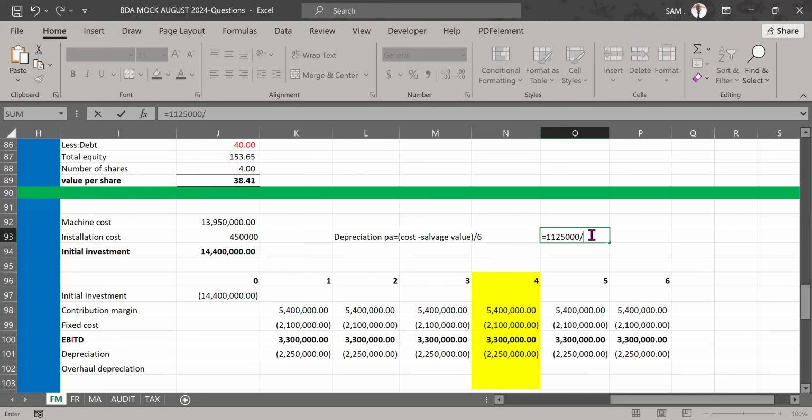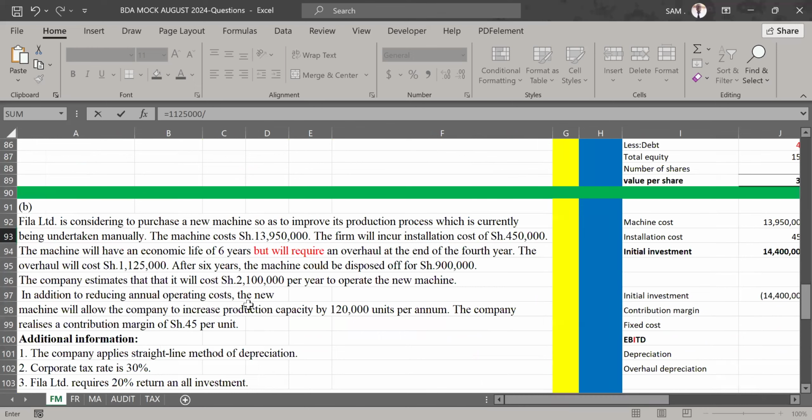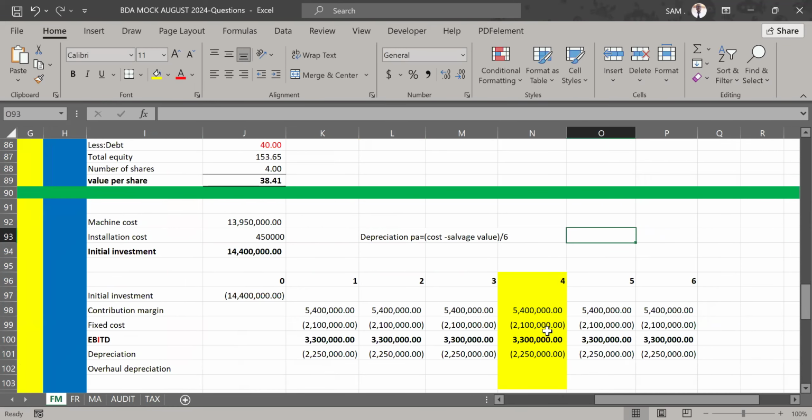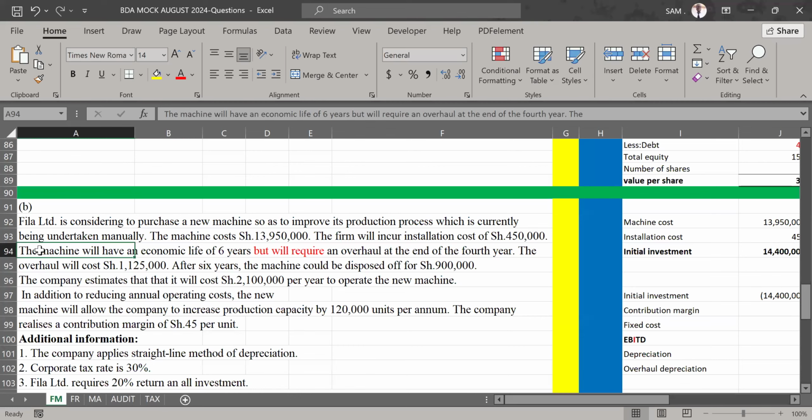I'm a bit confused there because the cost was incurred in year 4. I want you to understand the language of the examiner. The machine will have an economic life of 6 years, but will require an overhaul cost at the end. I want you to read that word and understand. When was the overhaul cost incurred?